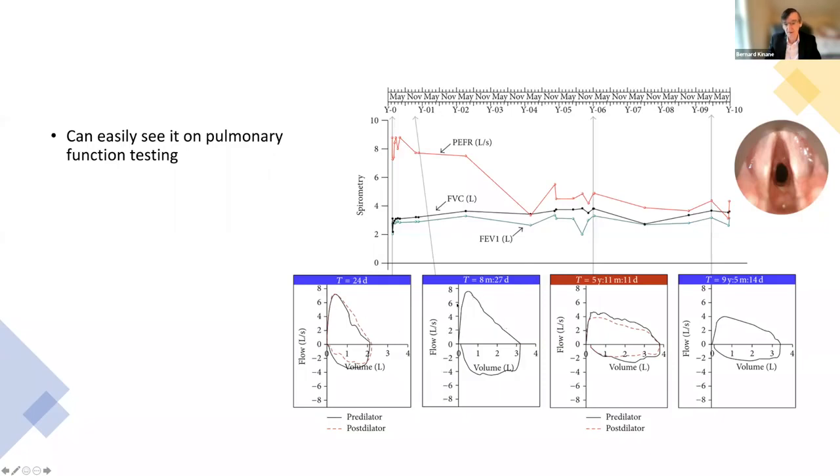And to see how it's relatively normal here, and it becomes square. This is called squaring of the pulmonary function test. And this is a kid getting airway stenosis over time. So you can see a gradual increase. And now you also see it, you get it, and then there's dilation. So very, very important to see.